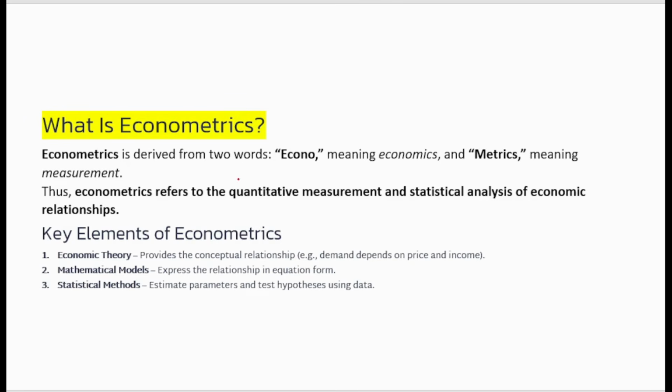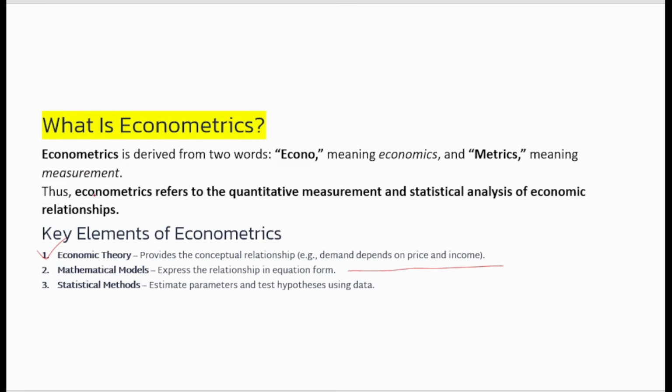So in econometrics, we basically consider three things. First one is economic theory. In an econometric model, we use the economic theory in order to study the conceptual relationship among the variables. For example, demand theory, where we examine how the price is impacting the quantity demand or how income is related to the demand.